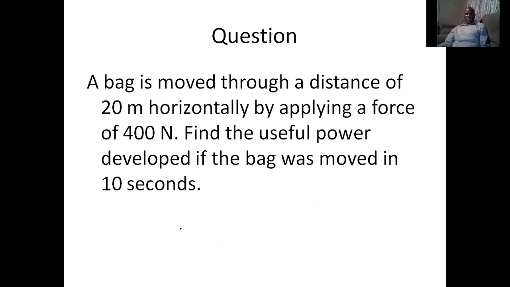We go to the third question, which is also a basic question just to enable us to understand the concept. A bag is moved through a distance of 20 meters horizontally by applying a force of 400 newtons. Find the useful power developed if the bag was moved in 10 seconds.